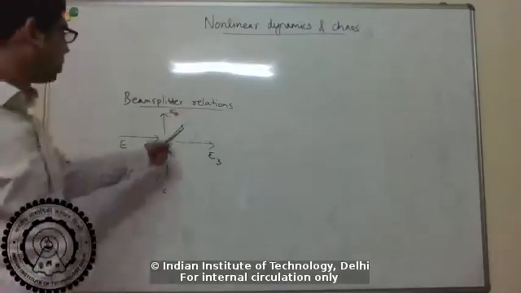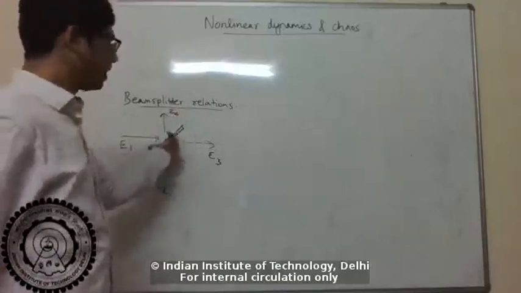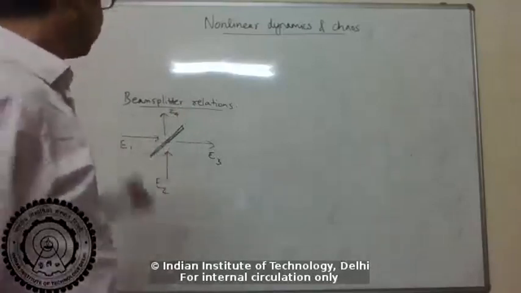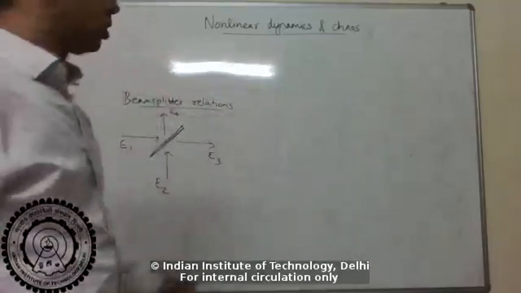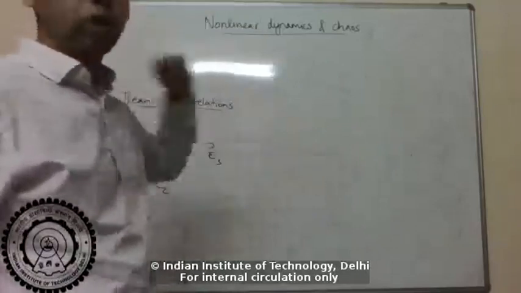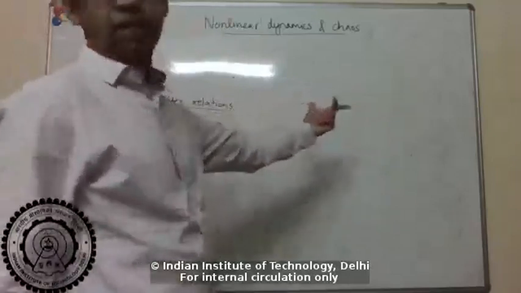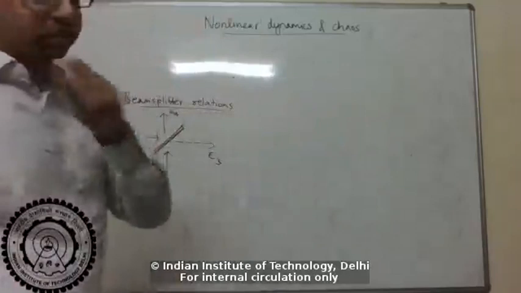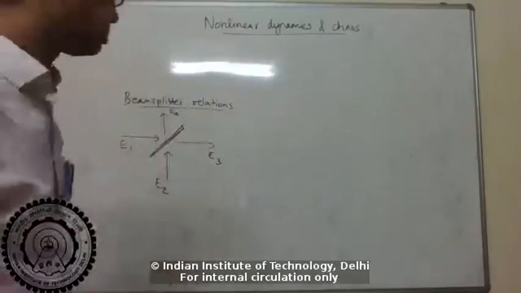And we want to derive relations on how E3 and E4 are related to E1 and E2, depending on the reflectivity and transmission coefficients of this beam splitter. Why we are doing this is the model. We look at one model of a nonlinear medium inside a ring cavity, which leads to chaotic dynamics. For that, it will have beam splitters inside it, and we need to see how beam splitters transform the electric field amplitudes. Okay.